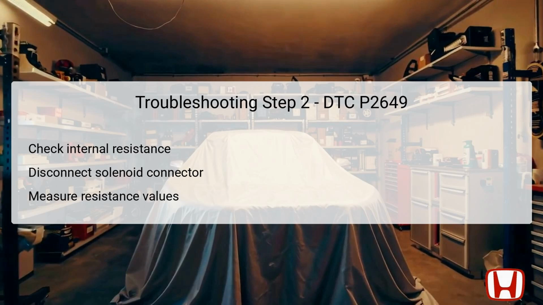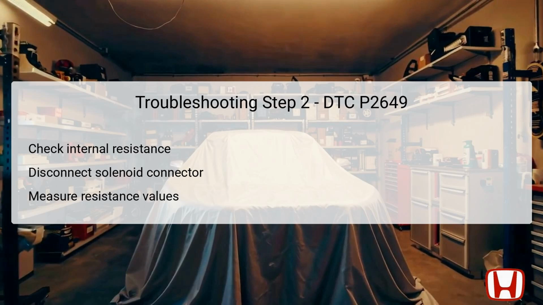Using a digital multimeter, measure the resistance between test points 1 and 2 on the disconnected solenoid. Under normal conditions, a resistance reading between 14 to 30 ohms at room temperature indicates that the solenoid is functioning correctly.